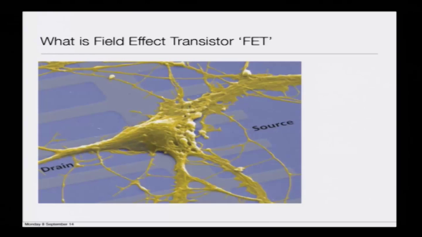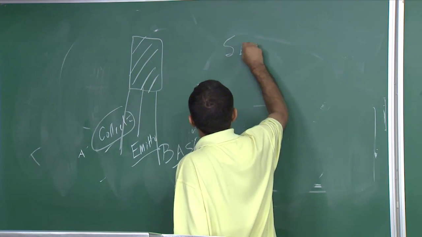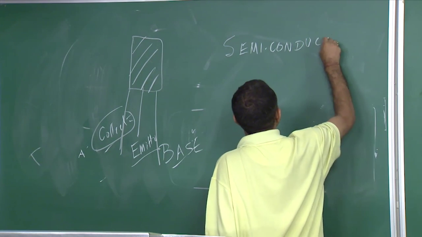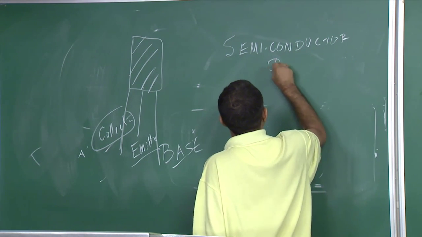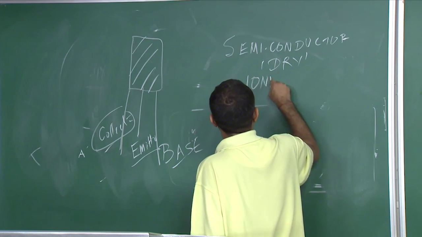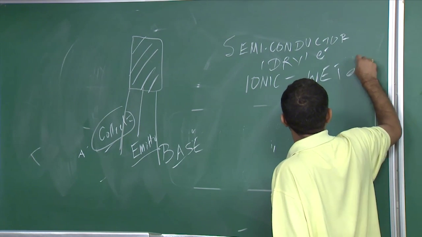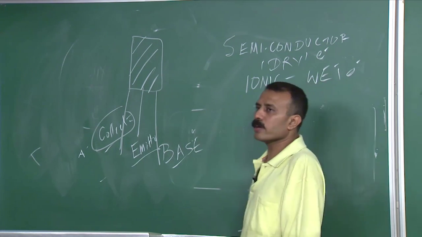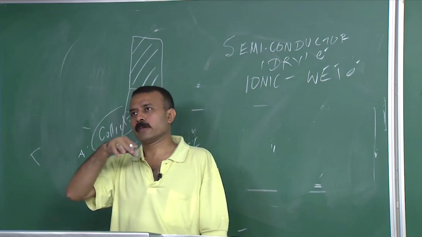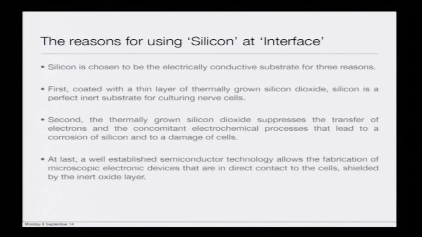So, now you are trying to have a dry electronic. Whenever we talk about semiconductors, we talk about a very dry system. You have to keep this system away from water. Whereas, whenever we talk about ionic motion, we are talking about wet electricity. If this is the dry electricity, then this is the wet electricity. Now, you are trying to interface a dry electricity on a wet electricity, because all the neuronal activities are wet electricity.